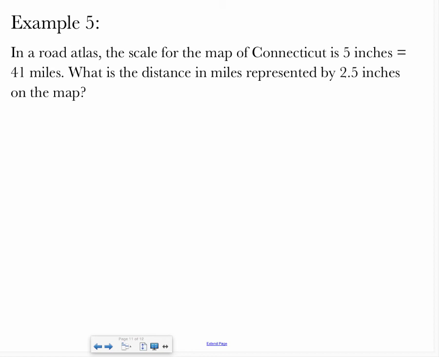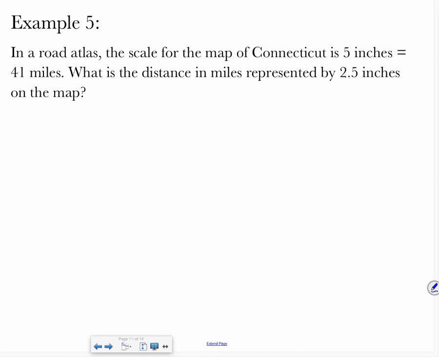In a road atlas, if you don't know what a road atlas is, that means it is basically a book of maps. People used to keep them in their car a lot, especially before GPS and smartphones. So, road atlas, you may or may not have one. The scale for the map of Connecticut is 5 inches equals 41 miles. What is the distance in miles represented by 2.5 inches on the map?